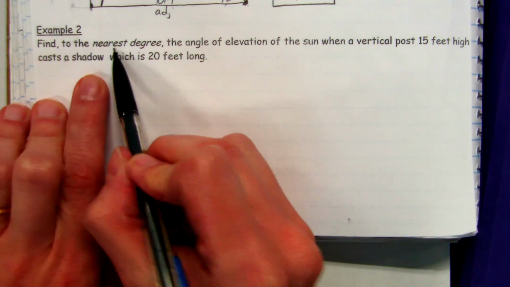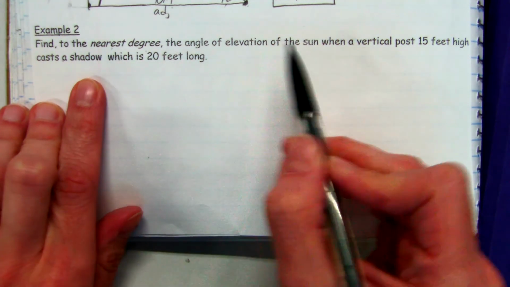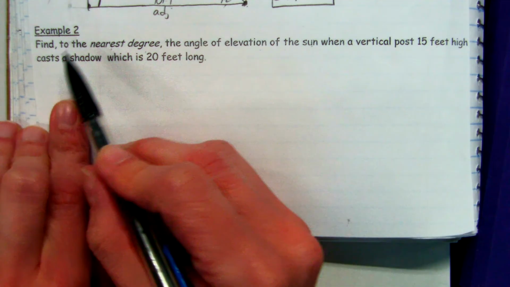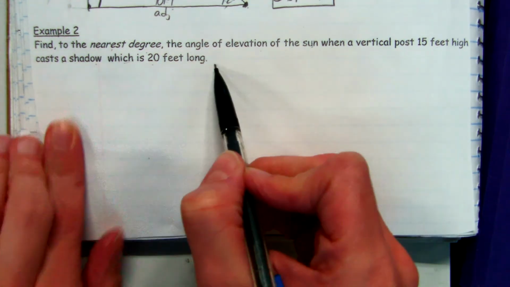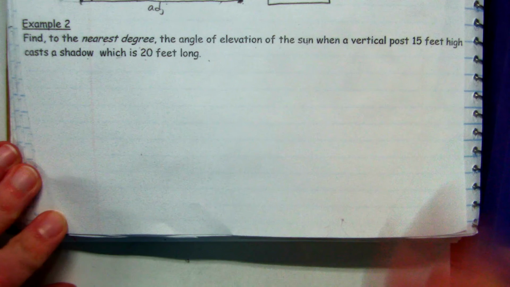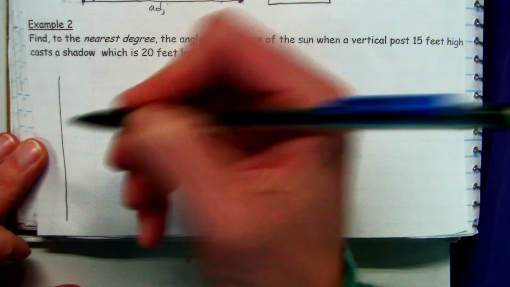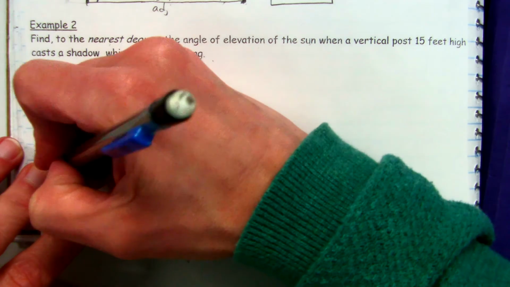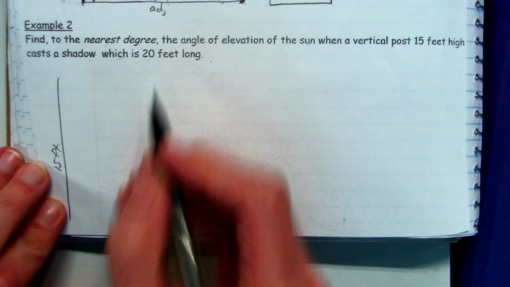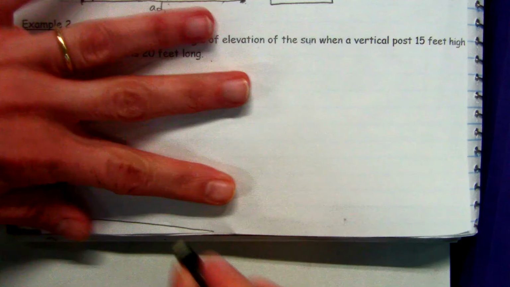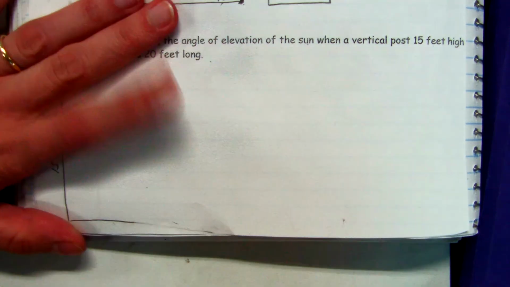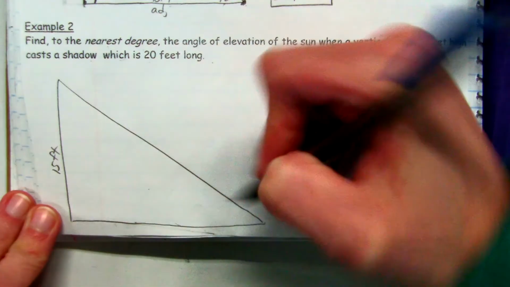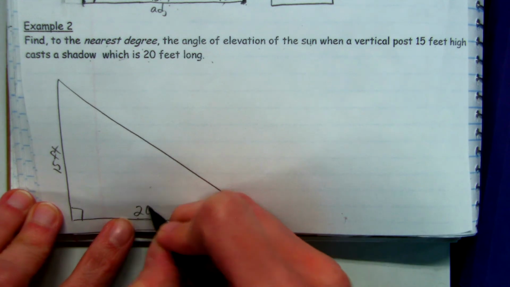Find to the nearest degree, so that'd be the nearest whole number, the angle of elevation of the sun when a vertical post 15 feet long casts a shadow which is 20 feet long. Okay, so first we have the vertical post, so let's just draw that. There's my vertical post, and it is 15 feet high, so I'm going to label that 15 feet. And it casts a shadow which is 20 feet long. If I can draw a straight line, we'll get this drawn. So make that a little bit longer than the post. Okay? So we made our little right triangle, and this is 20 feet.